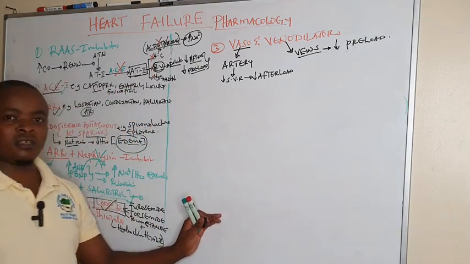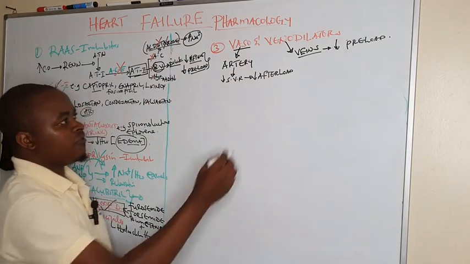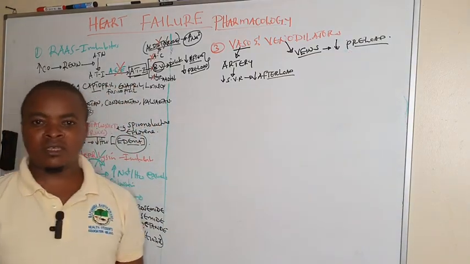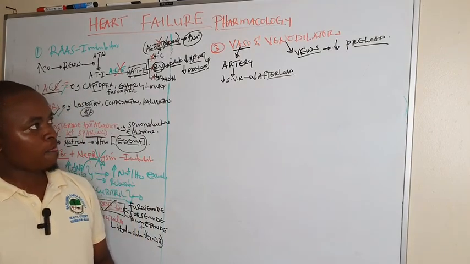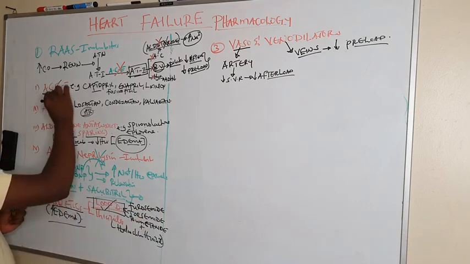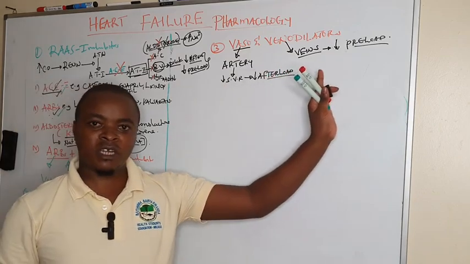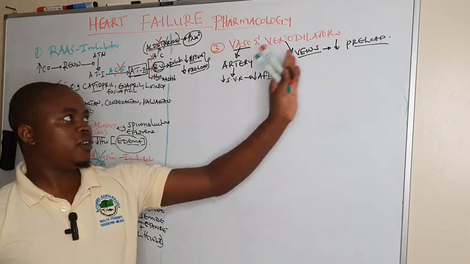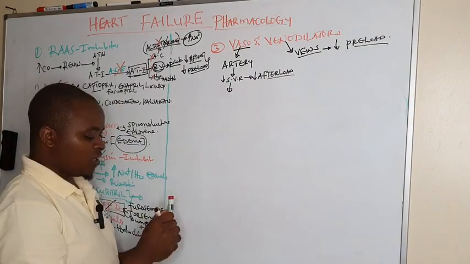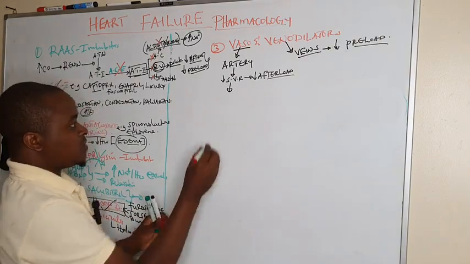There is preload reduction due to decreased venous return. So these drugs are very essential in the treatment of both systolic and diastolic heart failure. In case they have been resistant on ACE inhibitors, ARBs, and diuretics, you can also switch to vasodilators and venodilators. An example of the vasodilator here, the drug we use for relaxation of the arteries, is hydralazine.